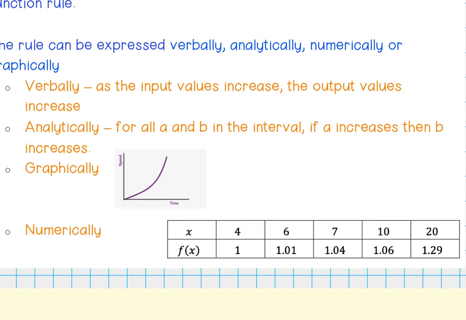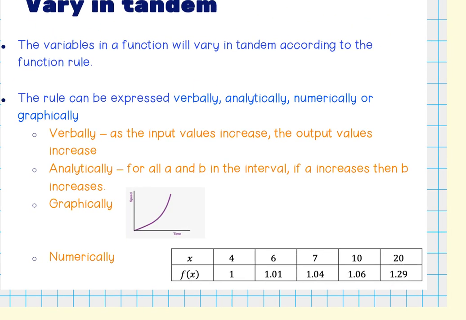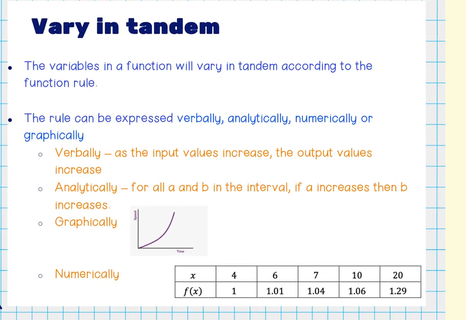And then numerically would be literally a set of data. So if I'm looking at this data, if you notice the top, which is your X values, those would be your input values. The bottom is your output values. What's happening to the bottom values? They're getting bigger. So I would say as the X value, the input value, is increasing, the output value is also increasing, okay? That's how you would read these kinds of things.